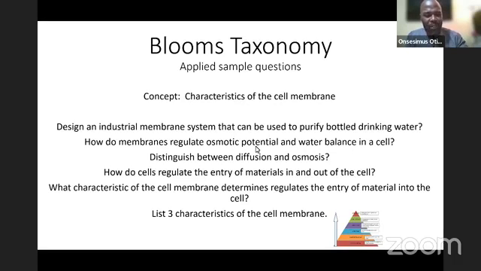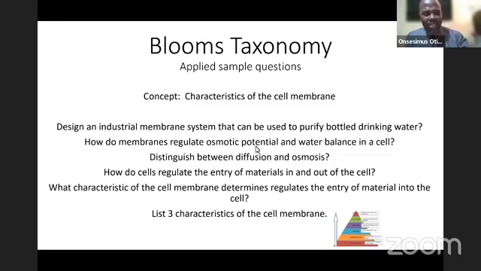Now, the second level, you can say, what characteristics of the cell membrane determines, regulates the entry of material into the cell? This is the semi-permeability. There's polar and non-polar material and so on. How do cells regulate the entry of materials in and out of the cells? Osmosis, diffusion. Then it tells you distinguish between osmosis and diffusion. All right. How do membranes regulate osmotic potential? Then that now becomes even higher order.